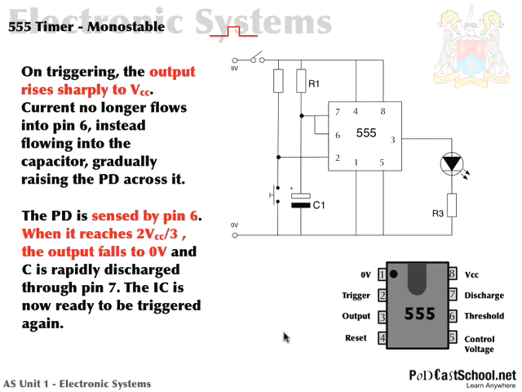Now, if you're thinking about this, therefore you can already tell me that the output, or the time when it's on, depends only on what? Yeah, the values of R1 and C1. So we can set up different output times just by changing R1 and C1. In the next slide, we'll see exactly how we do that.